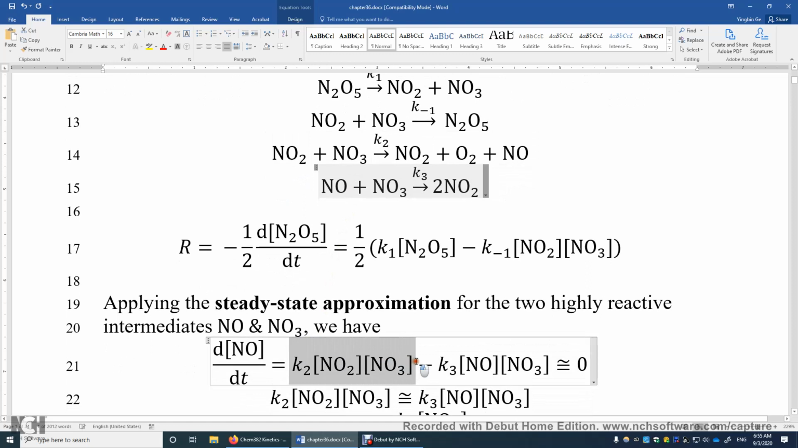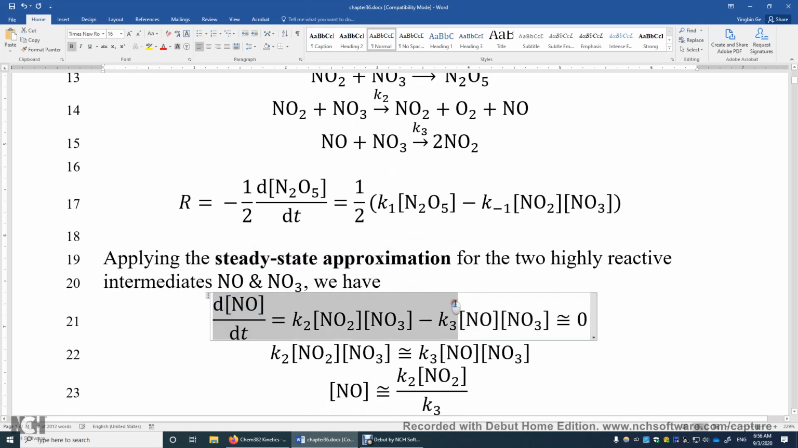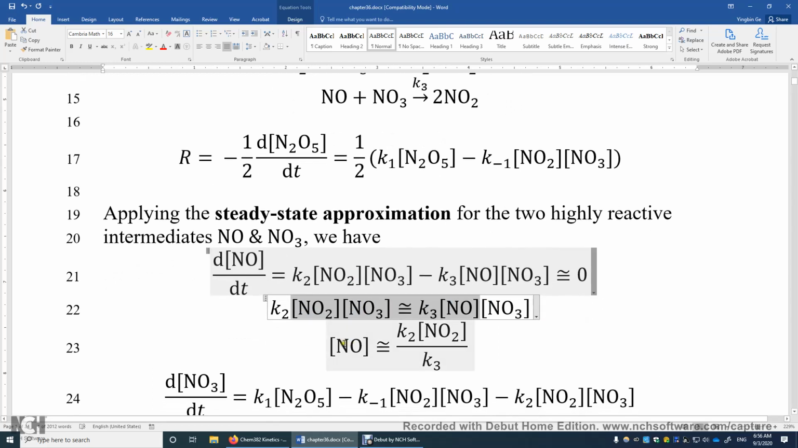So it's right here. And NO is consumed in the fourth elementary step. The rate is K3 times NO times NO3. Now we know this is roughly 0 because the change of NO with time is roughly 0, assuming this steady state approximation. And then we converted this terribly complex differential equation to a much simpler algebraic equation, and we know this NO is proportional to NO2, and the coefficient is K2 over K3.